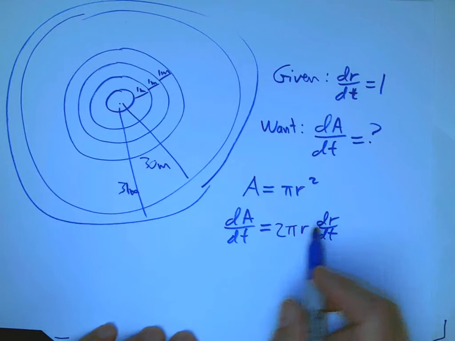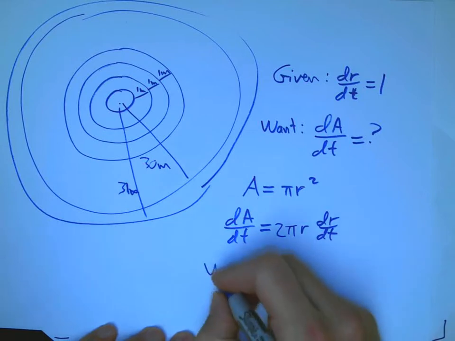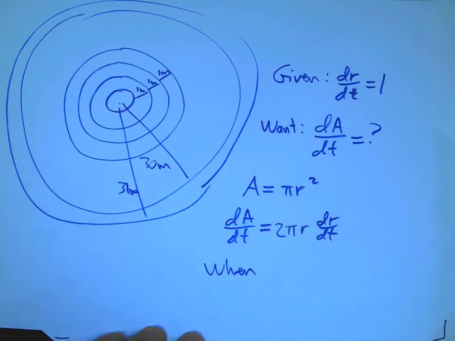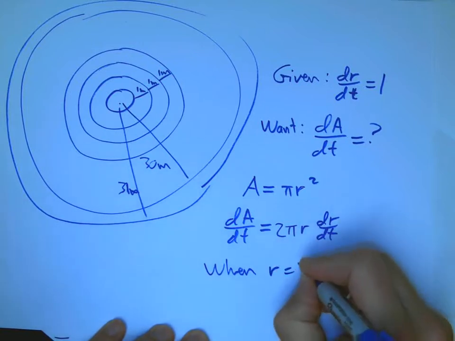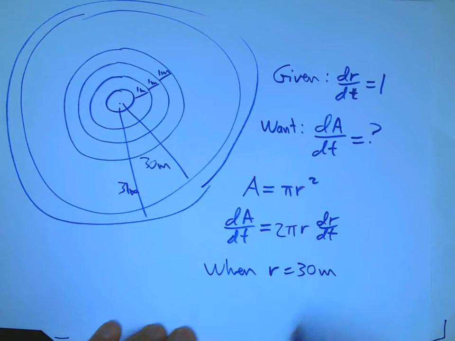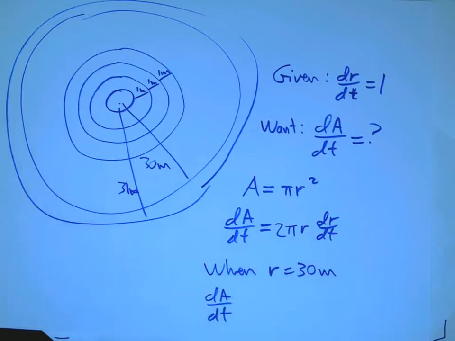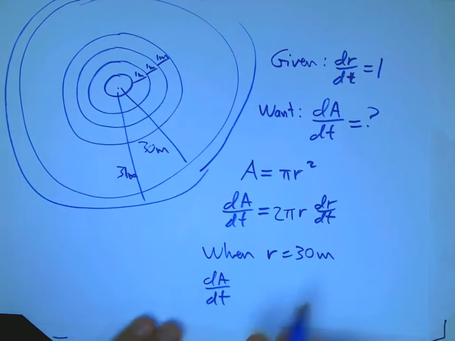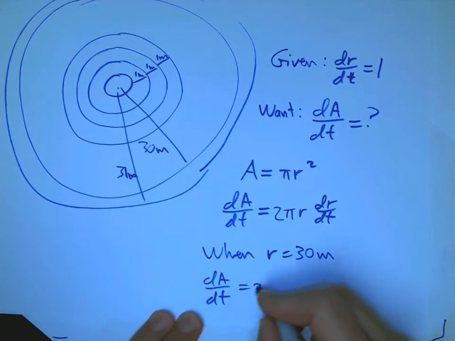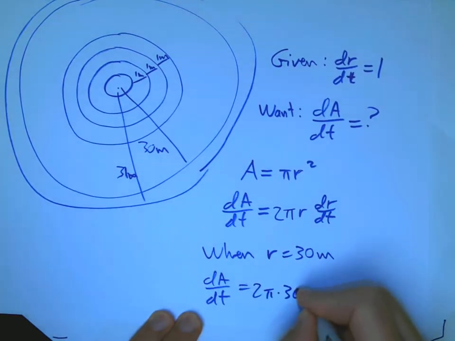I know dr/dt, that's given. That's equal to 1. And then if you just tell me r, I'm going to be able to figure out dA/dt. So, if you look at the statement of the problem, this is on page 260. I don't know if I said that. If you look at the statement of the problem, it says, how fast is the area of the spill increasing when the radius is 30 meters? Haven't had to use that yet, but now that's very useful. So now I've got everything I need to know to finish the problem.